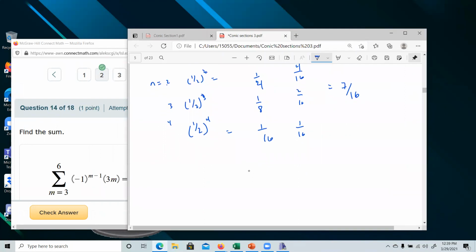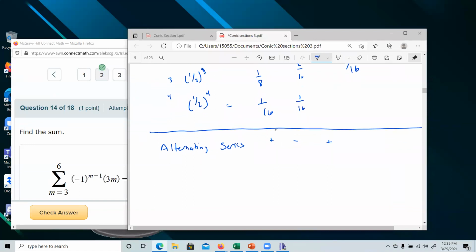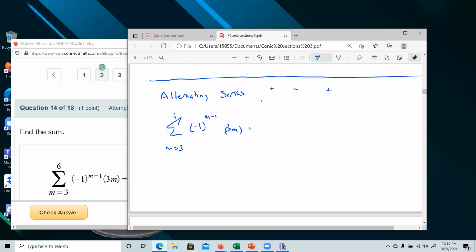So we can have alternating series as well. Alternating series changes between pluses and minuses, so that's all there is to that one. So we're just going to write this down. That's a terrible sum sign. Okay, so sum m is equal to 3 to 6, negative 1 to the m minus 1 of 3m equals, and we have to add this up.